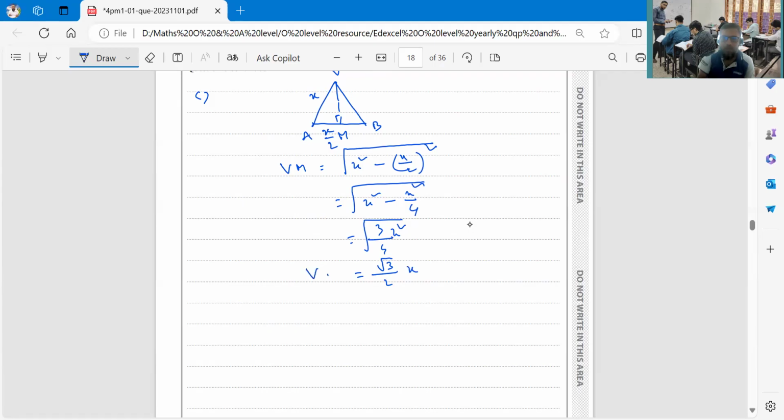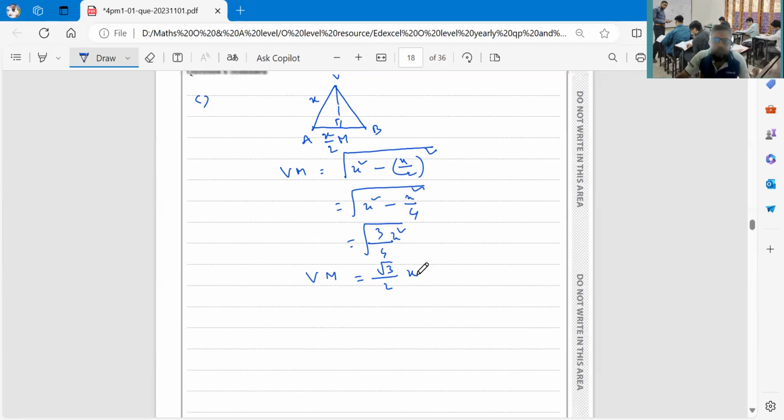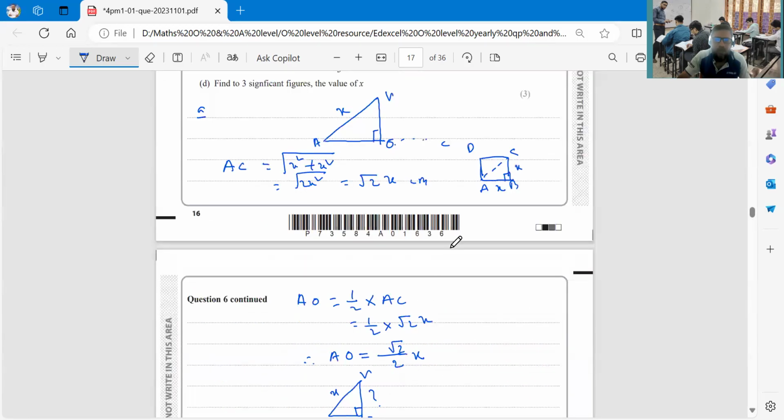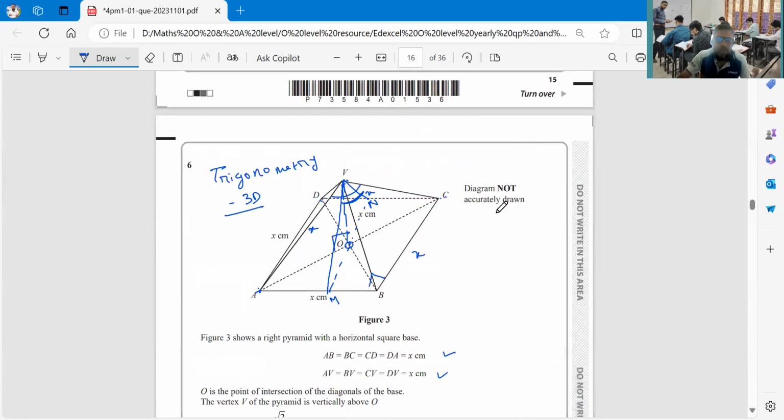So the BM is root 3 by 2x. And if you see the original diagram here, the same way you will get the BN, and BN should be equal because all the dimensions are equal. So you'll get the same as BN. And MN equals to how much? MN equals to actually x. This one x, so this should be x. So you'll get all three lengths.